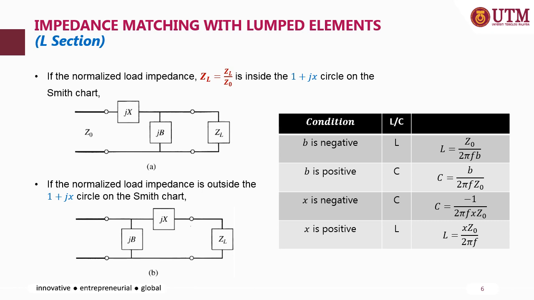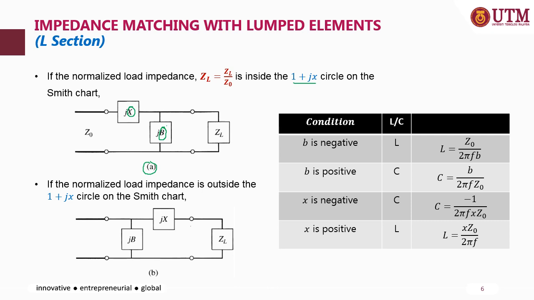Okay, in terms of the lump elements inside the reactance or susceptance circuit, this one is jB and jX. B is the admittance, okay, the susceptance, and X is the reactance value, right? If you have the normalized load inside the 1 plus jX circle, you'll be using this circuit. So what will be the components of jX and jB? It depends on the value of your susceptance and also the reactance.